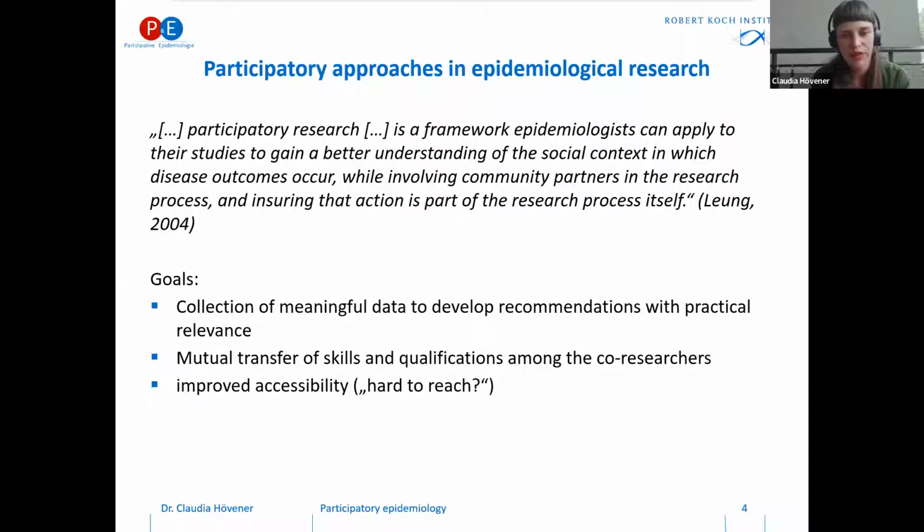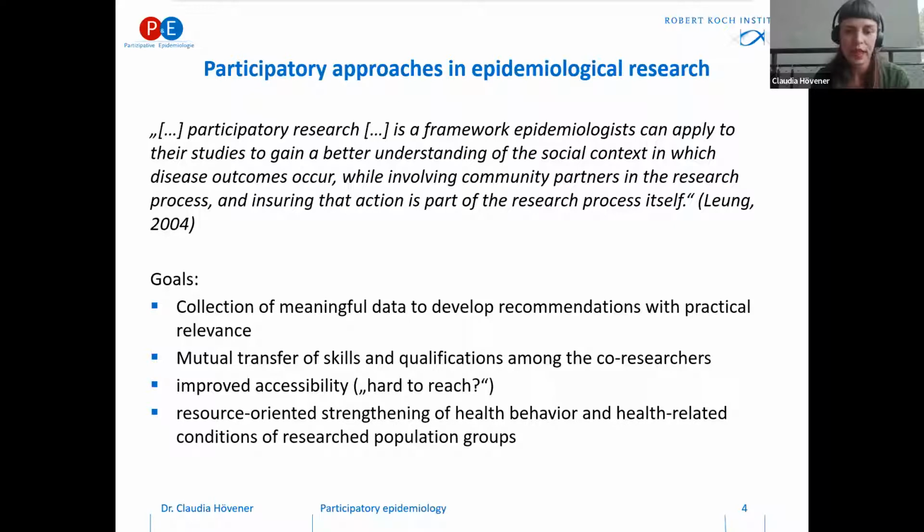Then, of course, something that is very important is the improved accessibility. So I don't really like the term hard to reach, because I don't believe in hard to reach. I believe in how to reach. There's a way to reach anyone if we find the proper way, but we need to ask people how we can reach them best, and we need to establish trust. But of course, when involving people from particular hard-to-reach groups into the research, we will have better access to these communities. Then also the resource-oriented strengthening of health behavior and health-related conditions of researched population groups.